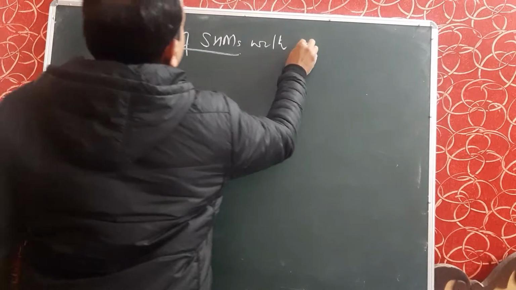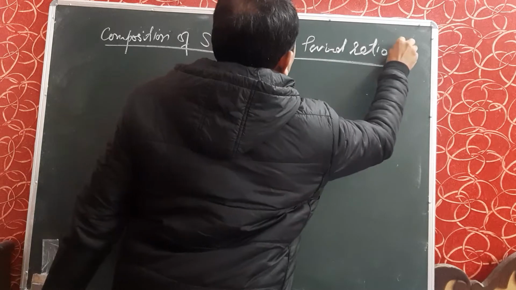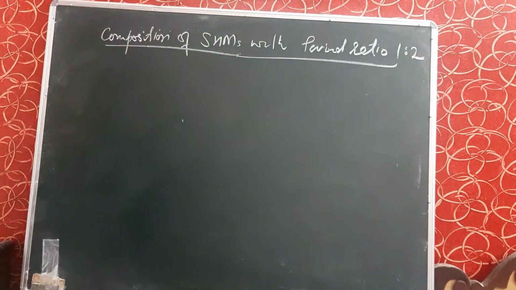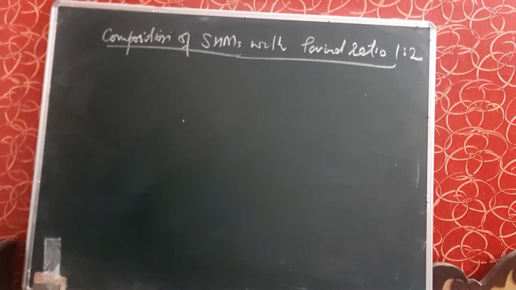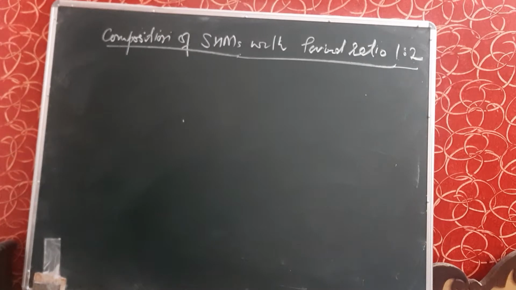Today we will discuss composition of two SHMs in the period ratio 1:2. So again it is the second part, composition of two simple harmonic motions with period ratio 1:2. What is 1:2? It means the time period or frequency is in the ratio of 1:2.